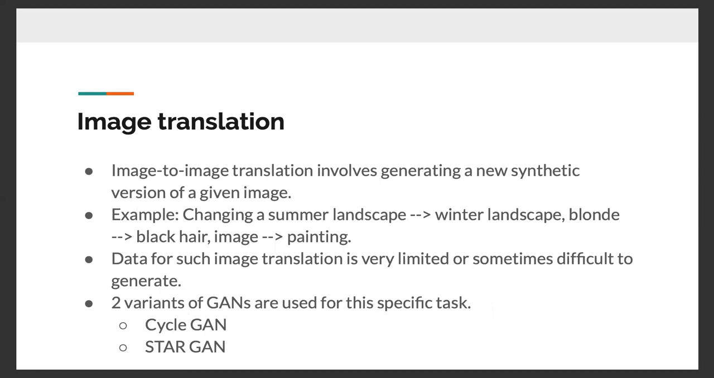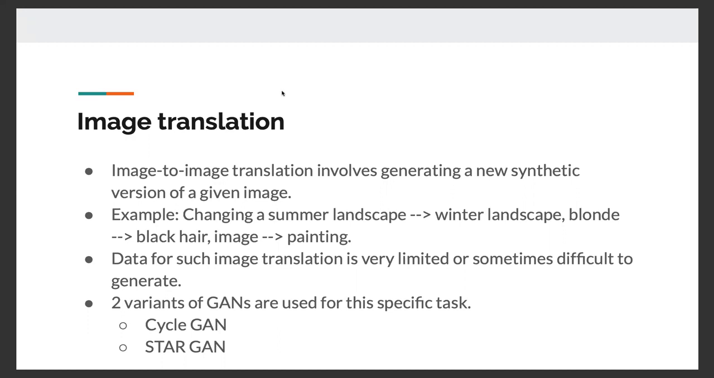Okay, and now let's look at image translation. Image-to-image translation often involves generating a new synthetic version of a given image. Let's recall that the very basic purpose of a generator is to generate new images from a latent space, from noise vectors. But now we do not want to generate from the noise vector. We want to do a translation task. So the input of our generator is an image.